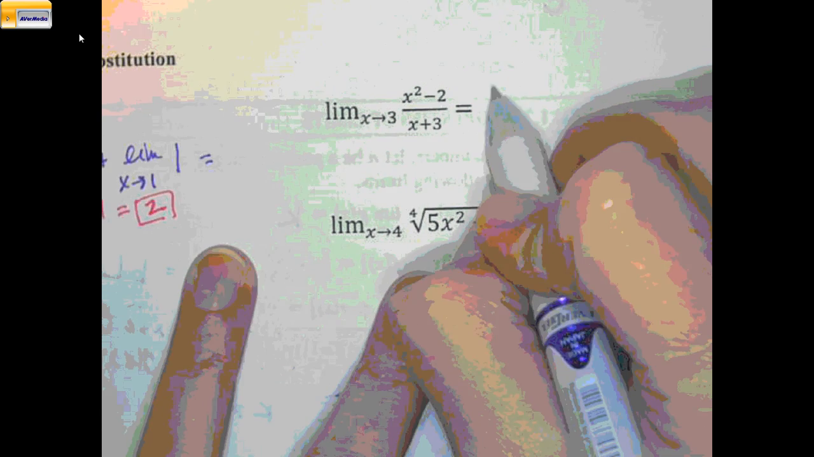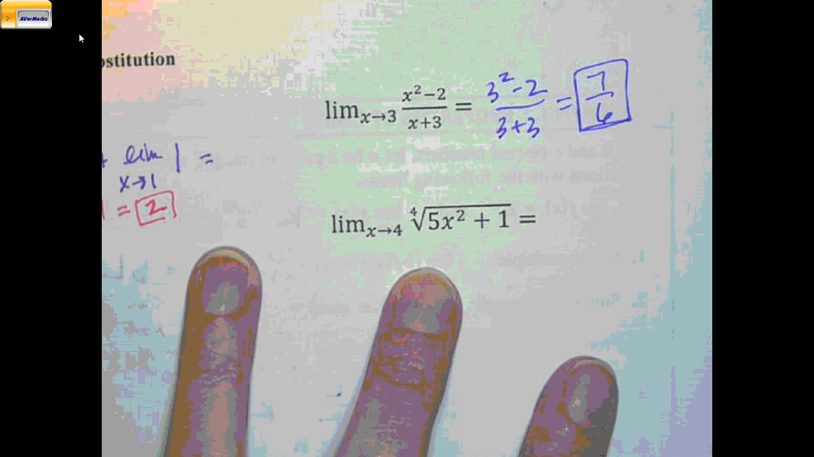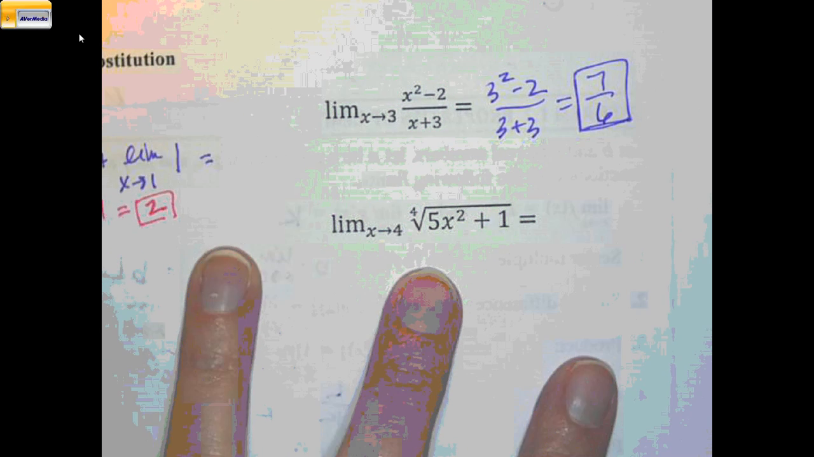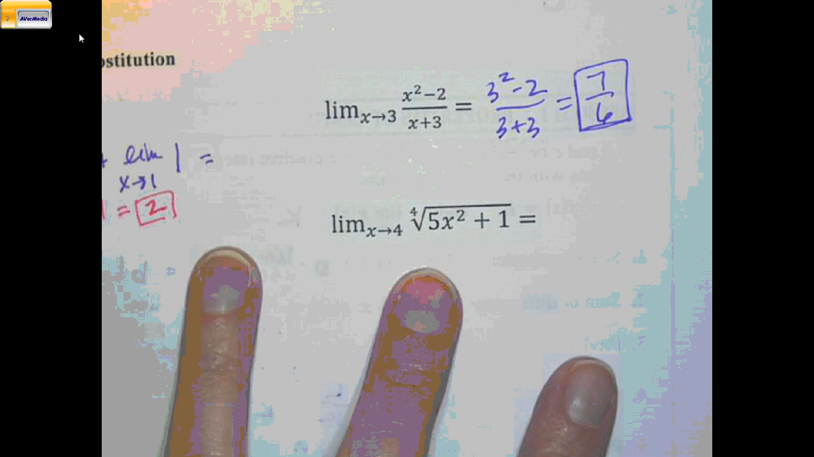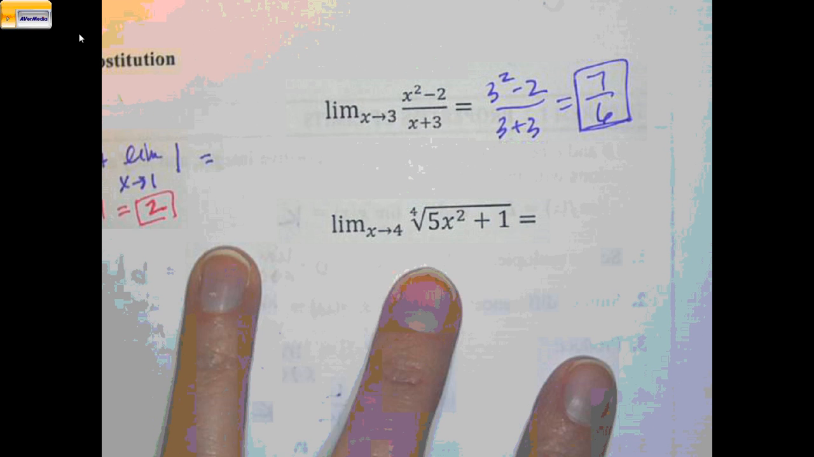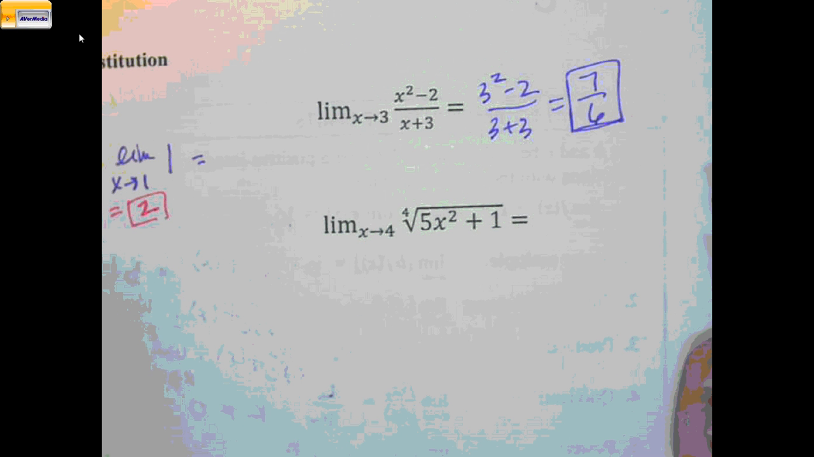So we change it to 3 squared minus 2 over 3 plus 3. 9 minus 2 is 7. 3 plus 3 is 6. The answer is 7 over 6. Questions? Remember, we're not looking for a y value. We're looking for what the y value is as x approaches that number. Let's look at the next one.